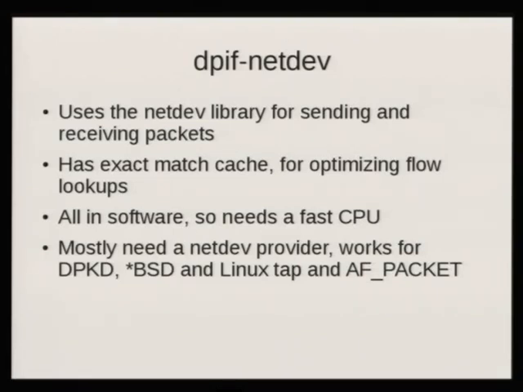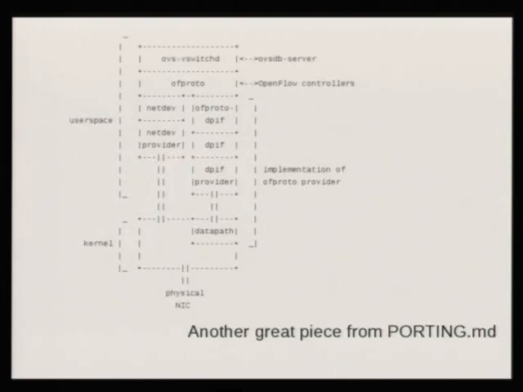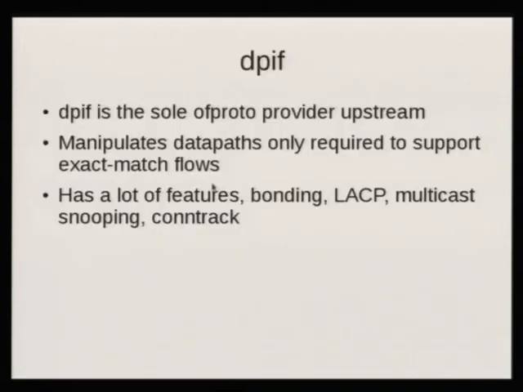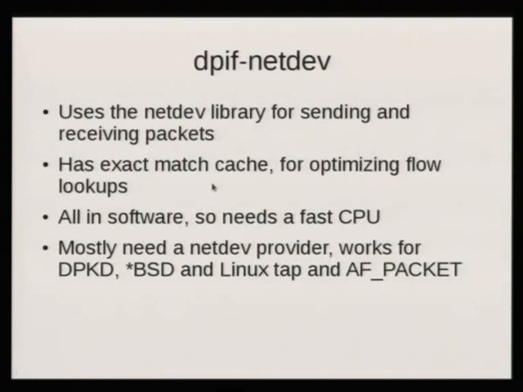So it optimizes flow lookups. If there's a miss there, then you've got to go all the way up to OFProto DPIF, which is going to process all the OpenFlow rules, and set up the cache for exact match caches, okay?